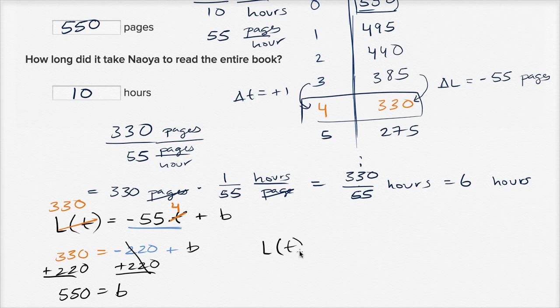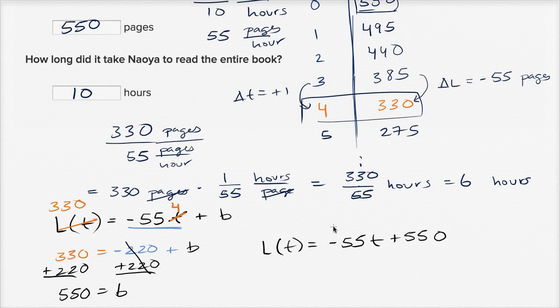And so the function that describes how much he has left to read, the amount he has left to read as a function of time is, well, he's reading 55 pages per hour, so the amount he has left to read is going to go down every hour. That's why we have that negative there. So negative 55 pages per hour times the number of hours plus 550.